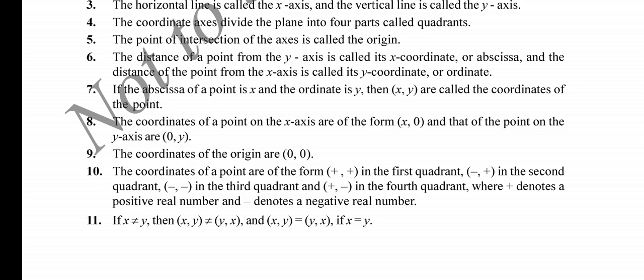Tenth point, the coordinates of a point are of the form (+, +) in the first quadrant, (−, +) in the second quadrant, (−, −) in the third quadrant, and (+, −) in the fourth quadrant, where + denotes a positive real number and − denotes a negative real number. 11th point, if x is not equal to y, then (x, y) is not equal to (y, x), and (x, y) equals (y, x) if x equals y.